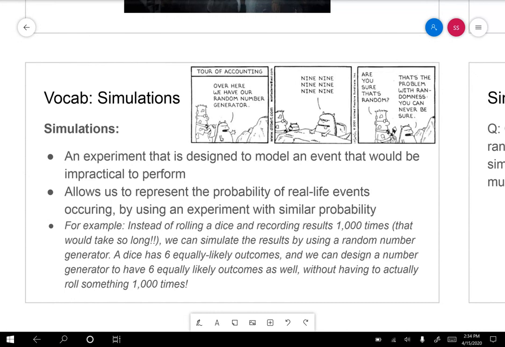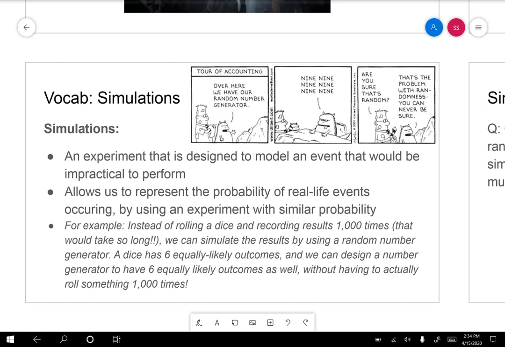What does simulations mean? Now, obviously there's different kinds of simulations, but we're talking about probability simulations. So when we talk about probability simulations, they're basically experiments that are designed to model some kind of real life event that would be really impractical to actually perform. Okay, they allow us to represent the probability of these events by using an experiment with similar probability. Okay, so that's a lot of information in one go.